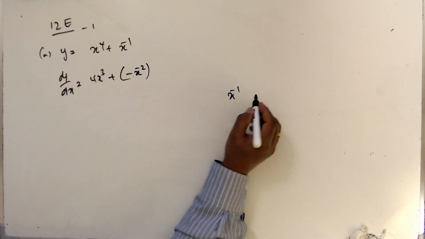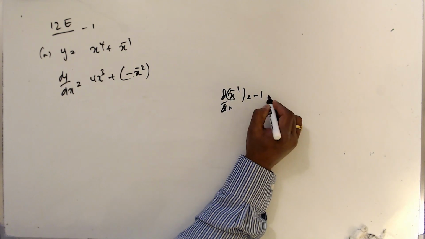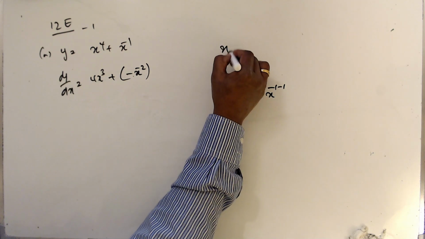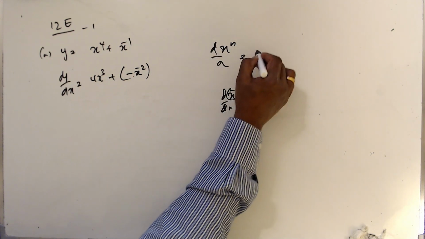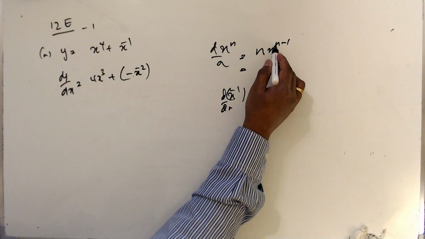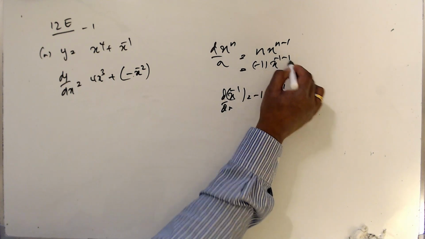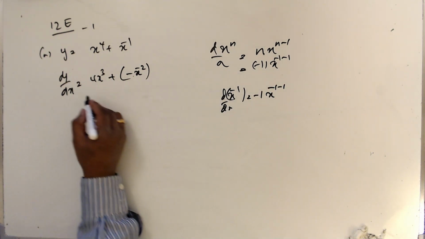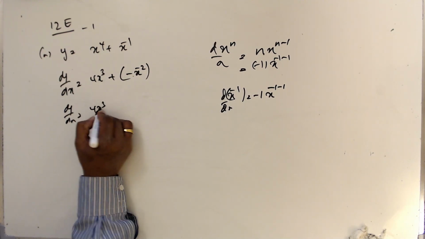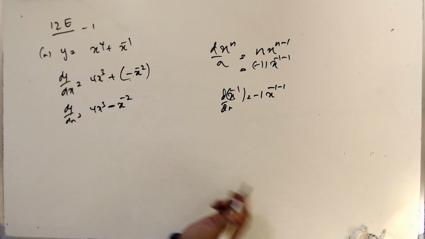X minus 1, differentiation is minus 1 x minus 1 minus 1. X to the n, differentiation is n x to the n minus 1. So what is n here now? Minus 1. And x to the n minus 1 is minus 1 minus 1. So dy by dx is 4x cube plus times minus x minus 2.